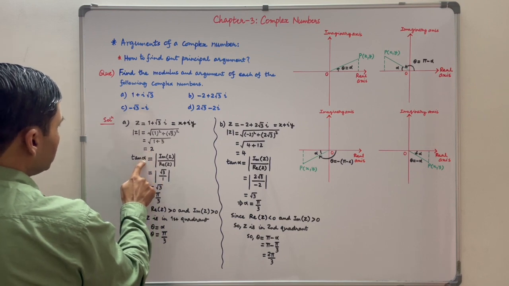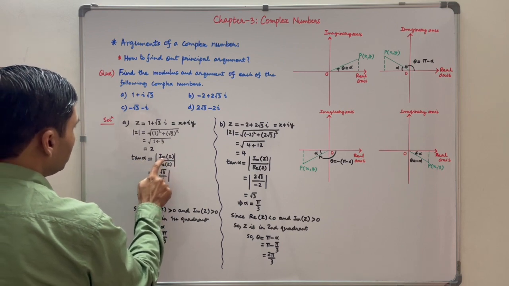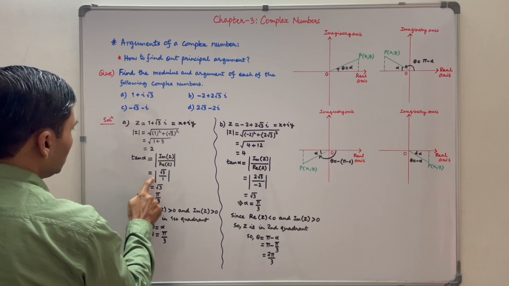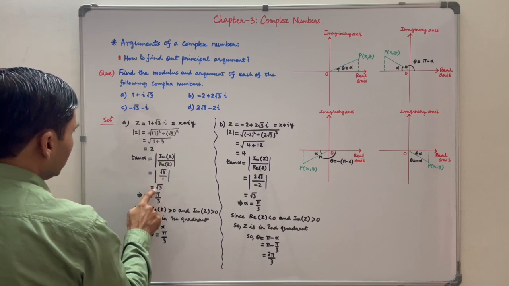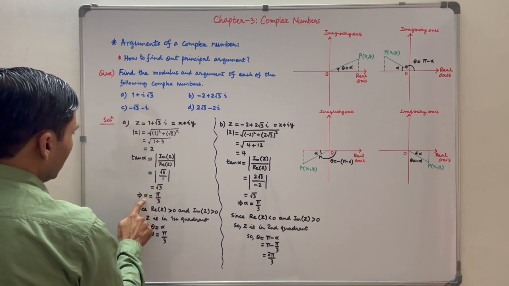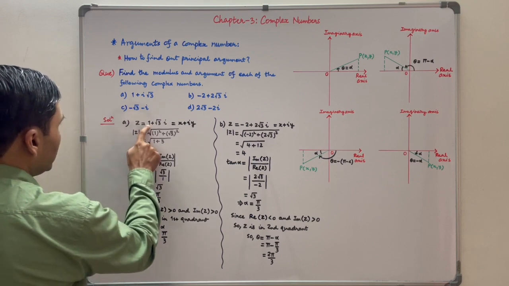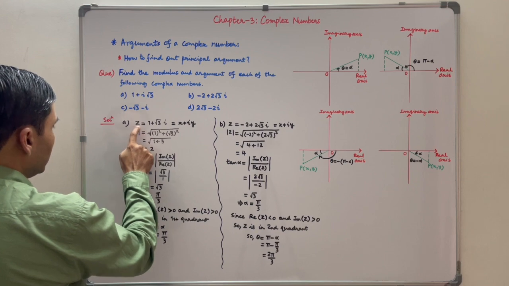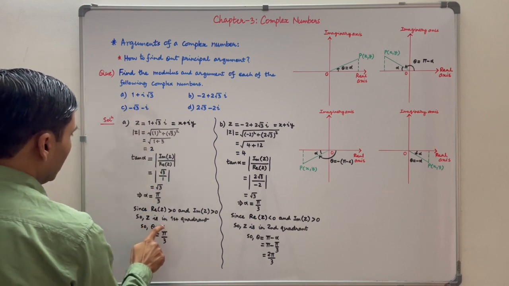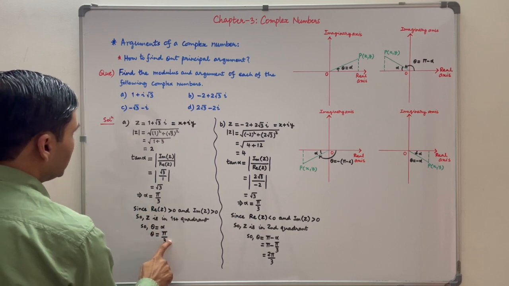To calculate the principal argument, first step is to calculate alpha such that tan alpha is equal to mod imaginary z upon real z, and that is equal to mod root 3 upon 1. So that is equal to root 3. Tan alpha is equal to root 3. So alpha is equal to 60 degrees or pi by 3. Here real part and imaginary part both are positive. So z is in first quadrant. So theta is equal to alpha. Alpha we have calculated as pi by 3. So theta is equal to pi by 3.